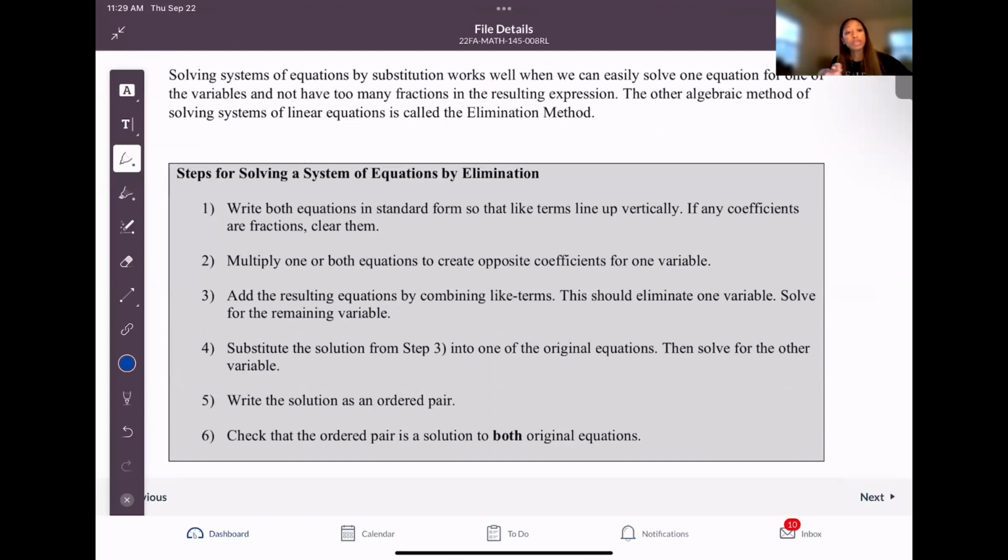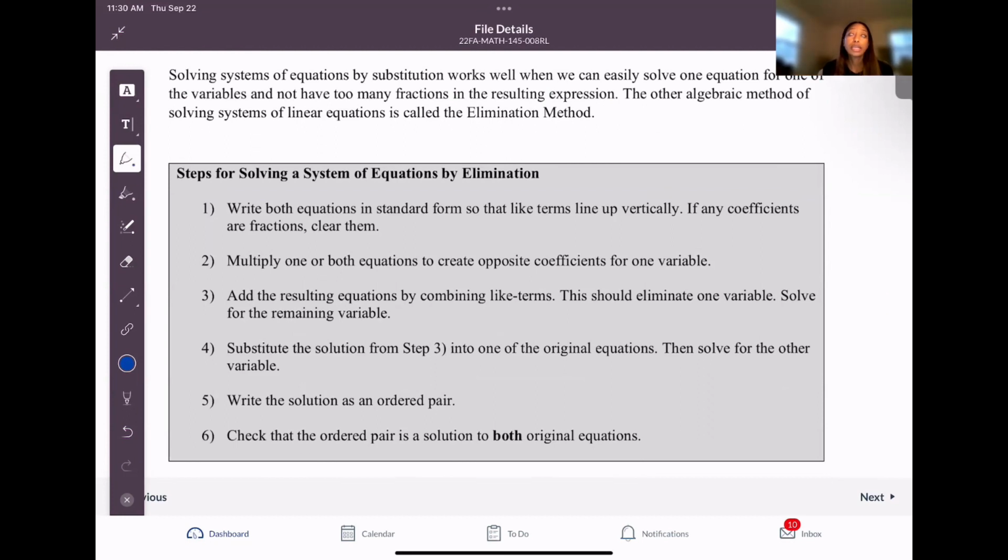All right, so the steps for solving by elimination. We're going to take our system. We want to make sure that both equations are written in standard form, so ax plus by equals c. And then you want to line up the x's, line up the y's, and then line up the constants on the other side of the equation.